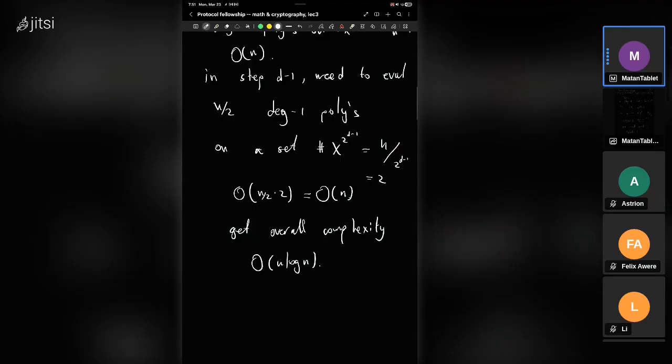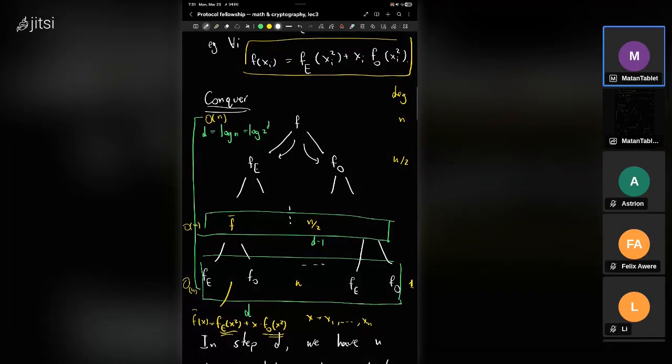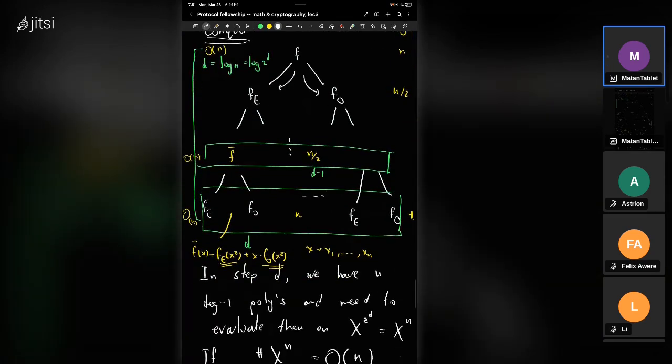Yes, exactly. The way the algorithm works is you split in the vector representation, and then you split again until you get to the bottom. And when you get to the bottom, you start to evaluate, and once you evaluate, you go up the tree, until you can evaluate f on the original sampling set X.